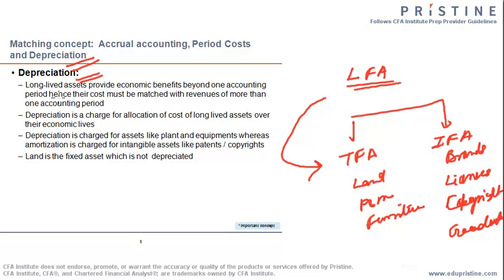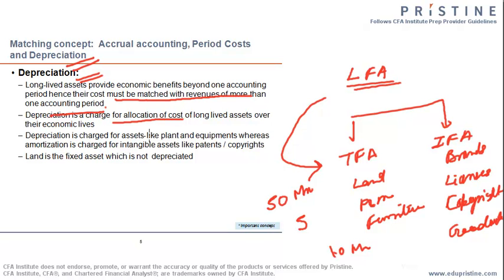Depreciation as an expense is linked to tangible fixed assets. Now how is it defined? Long-lived assets provide economic benefits beyond one accounting period, and hence their cost must be matched with revenues of more than one accounting period. Depreciation is basically a charge for allocation of the cost over the life of the asset. So if an asset is purchased for 50 million USD and the life of the asset is 5 years, you would account for an expense of 10 million USD each year, and that is nothing but depreciation.